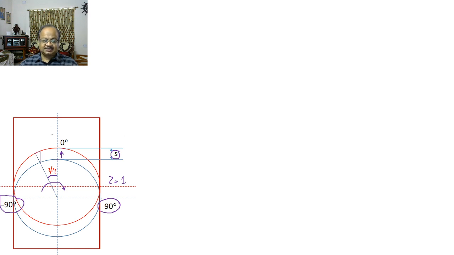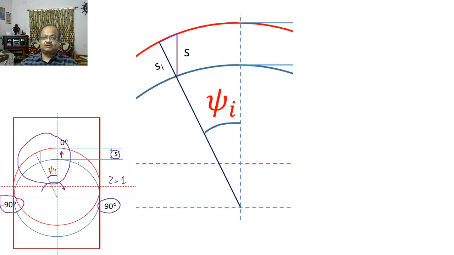Now let us zoom this particular part and have a look. If you zoom it, this remains equal to S. This distance and this distance, when psi I is 0 degree, they are the same. But this is not the actual feed. The actual feed being encountered by the cutter or insert is the instantaneous feed SI.